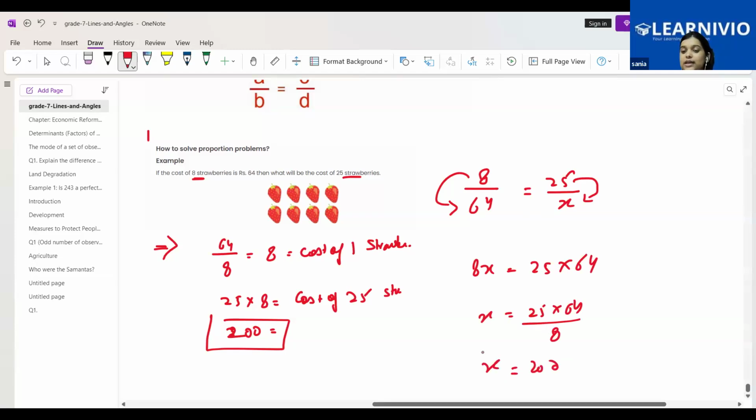Got it? So in case they are asking you to follow the proportional method, you have to follow this. In case they have just simply given the question, this is the method which Shreya explained. This is the unitary method.